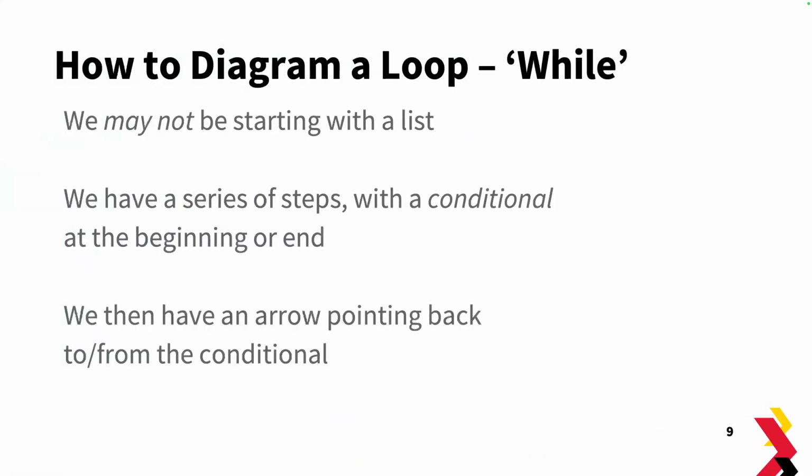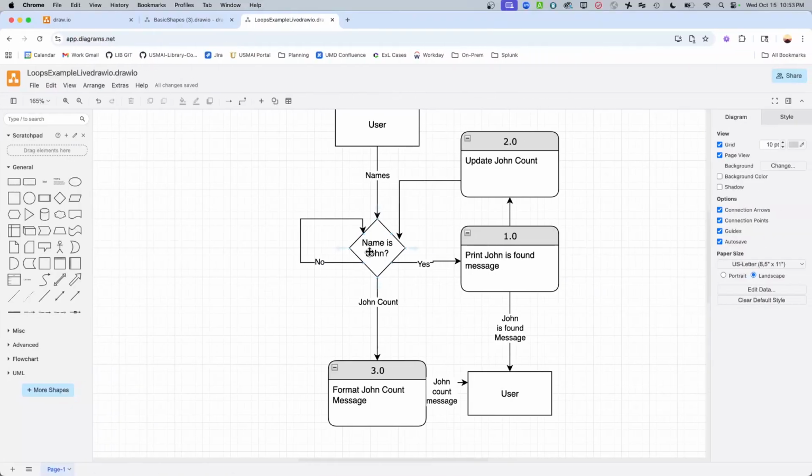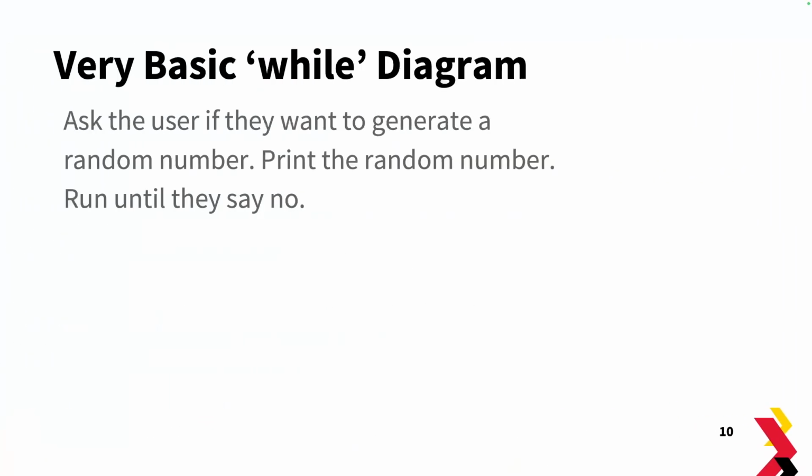So let's take a look at a while loop here. And the example we're going to do is asking the user if they want to generate a random number. We then print the random number, and then we run this loop until they say no, okay? And this is something you probably don't know how to do in Python just yet. You can generate a random number, but we don't have to know that because this is just a diagram.